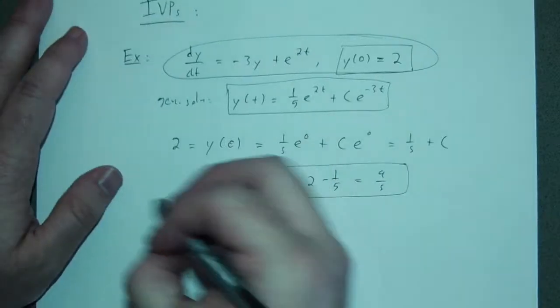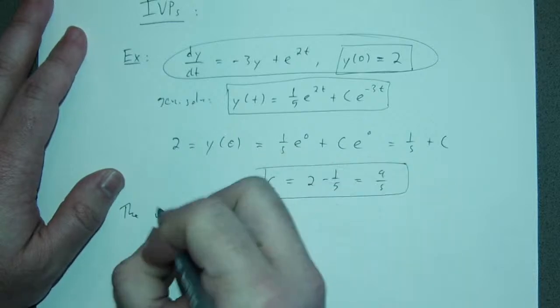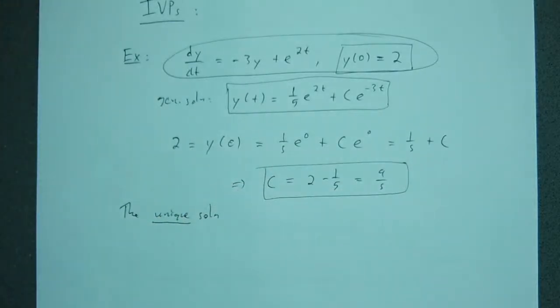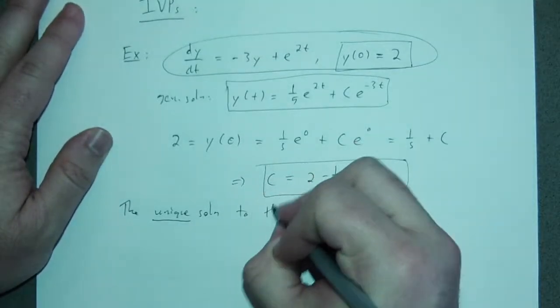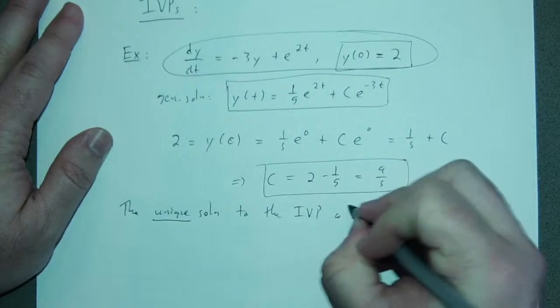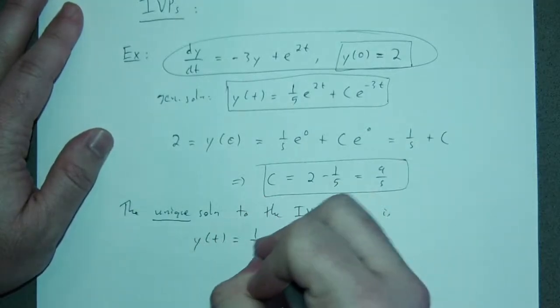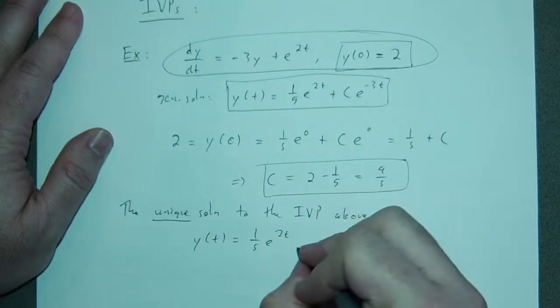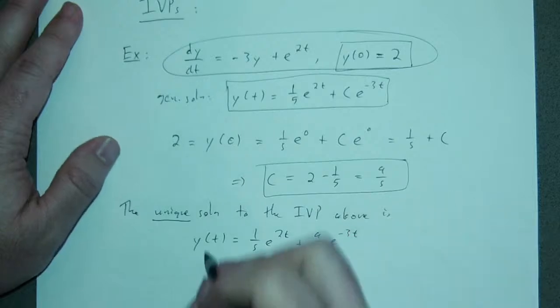And so the unique solution. I'm going to underline unique right now, and I'm not going to say why I know that this is unique; we'll talk about that later. It's unique in the sense that this is the only one. There's no other one that solves this IVP. The unique solution to the IVP above is y of t equals 1/5 e to the 2t plus 9/5 e to the minus 3t.